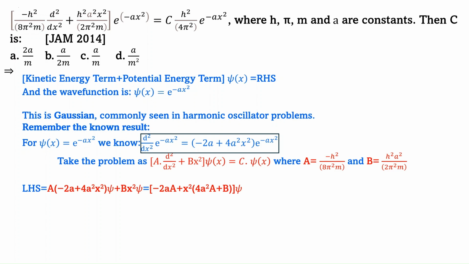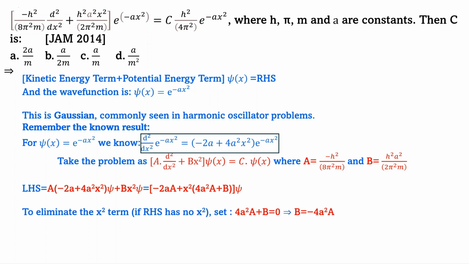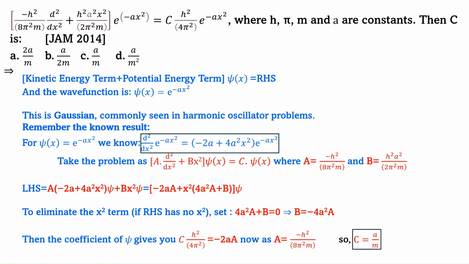Then our left hand side becomes minus 2a times capital A plus x square times 4a square capital A plus B, into psi. Now in the right hand side there is no x square term. So to make this term vanish, what do we do? 4a square capital A plus capital B is equal to 0. Then we get B equals minus 4a square times capital A. Then the coefficient of psi gives us the value of c, that is a divided by capital M. So this is the easiest and trickiest way to solve this type of problem. Try to remember how we solve this.